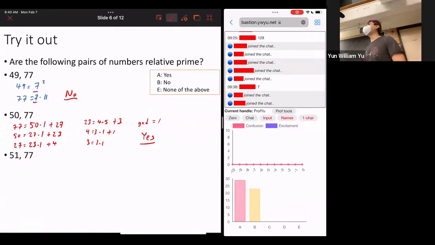Okay, it looks like that caused a number of people to change their minds. So yes, you have to be a little bit careful. In order to see if things are relatively prime, you need to check that you don't have any common divisors. And so I'm going to write this out using a prime factorization. 51 is actually equal to 3 times 17. And 77 is equal to 7 times 11. And so yes, because no primes in common.